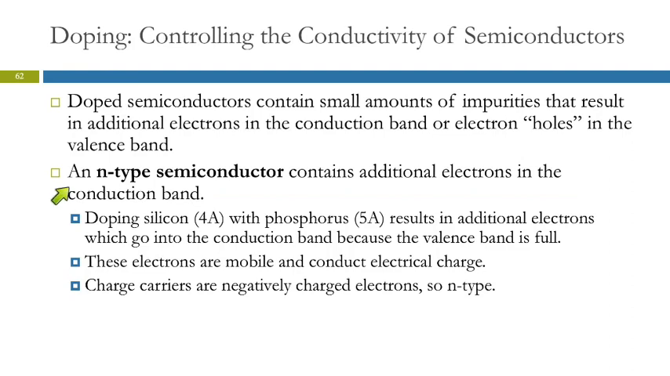The N-type semiconductor has extra electrons, and it's called N-type because the charge carriers are negatively charged. They're the electrons. If we take silicon in group 4A, it has 4 valence electrons. Those fill up the valence band. And we add in phosphorus. Phosphorus is in group 5A. It's got 5 valence electrons. So each phosphorus atom that's put into this semiconductor adds 1 electron. The valence band is full. That electron has to go into the conduction band. That electron is mobile and can conduct electricity. So the more of this you add in, the more conductive the semiconductor becomes.